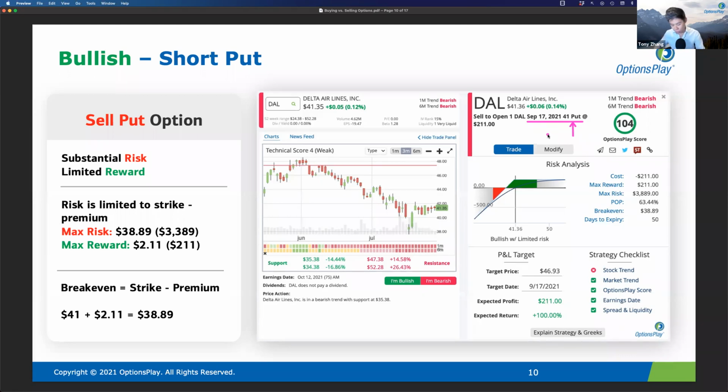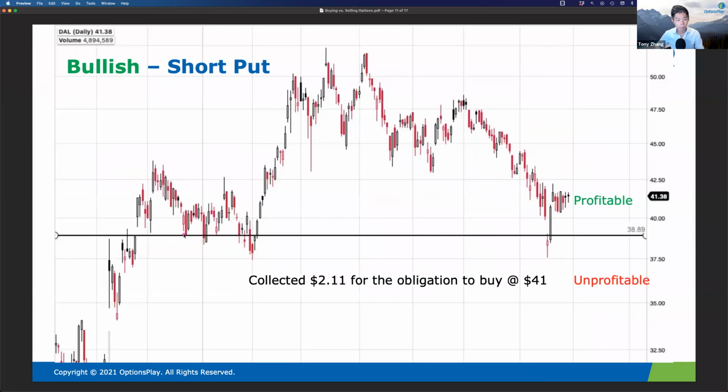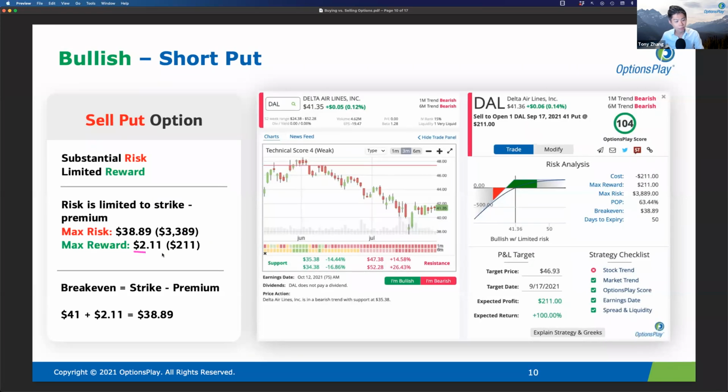So when you look at a short put, my maximum reward is $211, or $2.11 per share. My max risk is $3,389. And a lot of investors look at this and they'll say, why would anyone in their right mind ever risk $3,400 in exchange for trying to make $211?